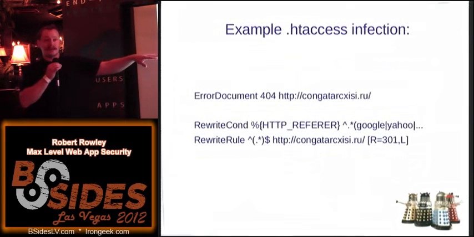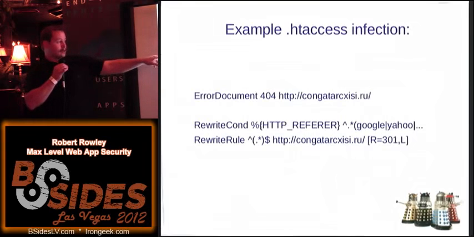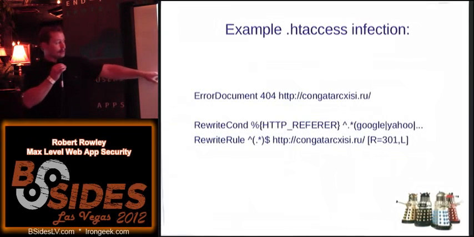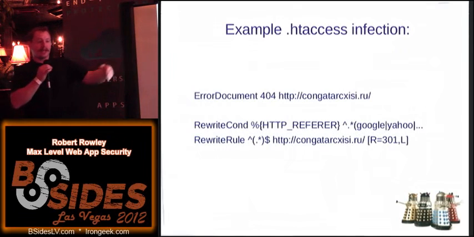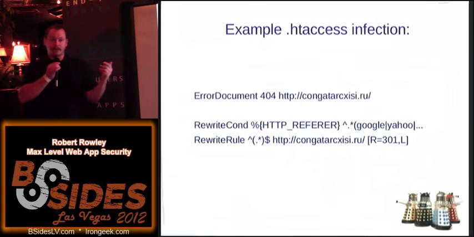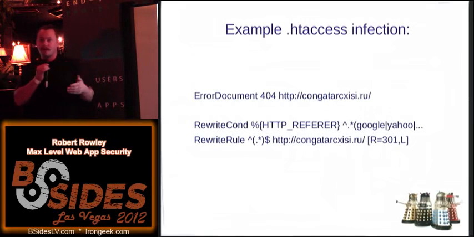It was an .htaccess infection, and it would add lines like this: ErrorDocument 404 to congrazi.ru, and the URLs didn't matter. There were a lot of them. Or they would add this rewrite condition that basically said if the referrer was Google, Yahoo, etc., if it was a search engine, send the rewrite rule to go back to congrazi.ru. This was the malicious site. It would attempt to redirect the visitors and do things like, example from earlier, try to install the Flashback Trojan horse on OS X systems.